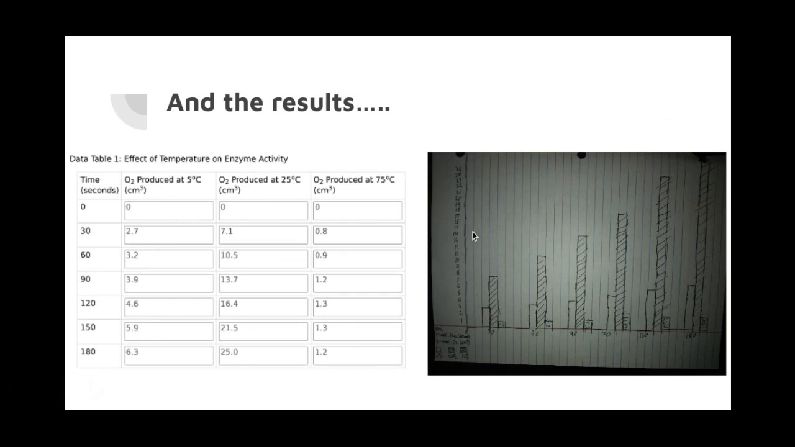Then over here is the graph. Maybe a little hard to see. You might want to zoom in, but it's just corresponding. This is the O2 numbers. This is the seconds that go by. This first one corresponds with 5 degrees. The middle one corresponds with 25 degrees. And then the third one, of course, corresponds to 75 degrees. And then I just plotted that along the axes, increasing as time goes on. Well, not very much for this one, but increasing nonetheless.